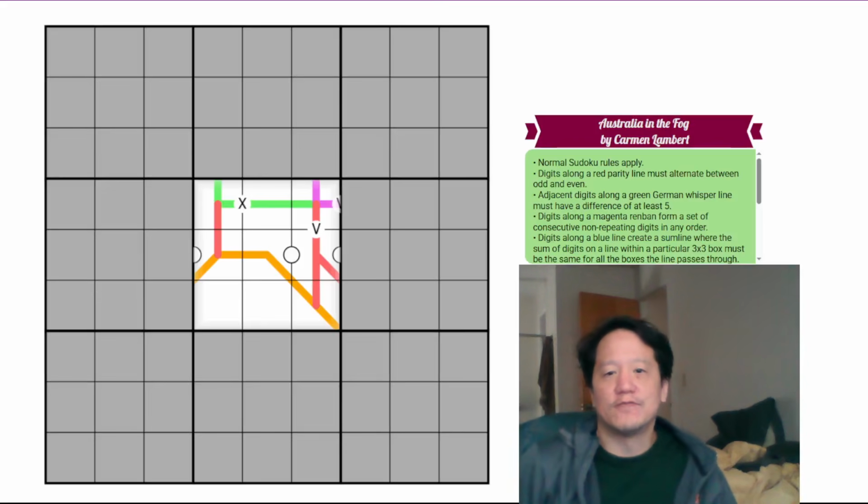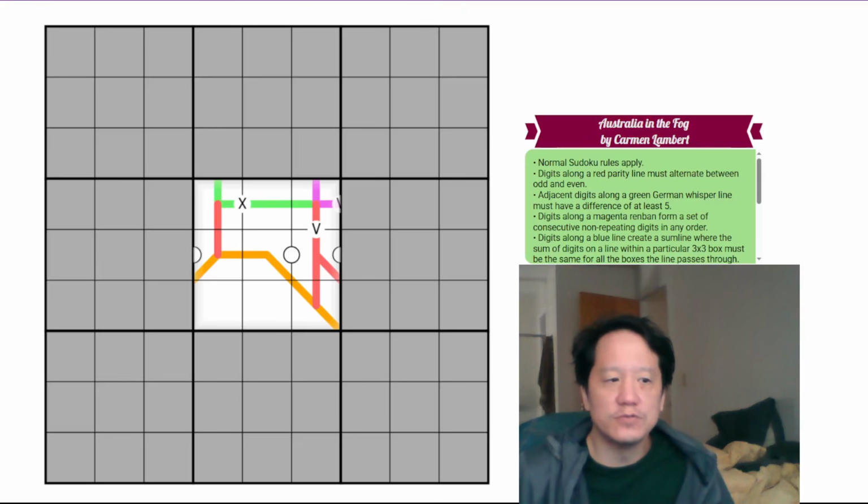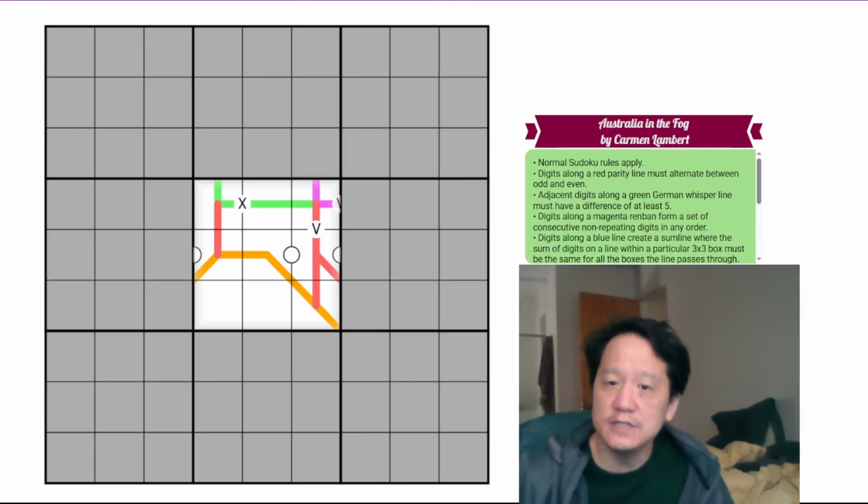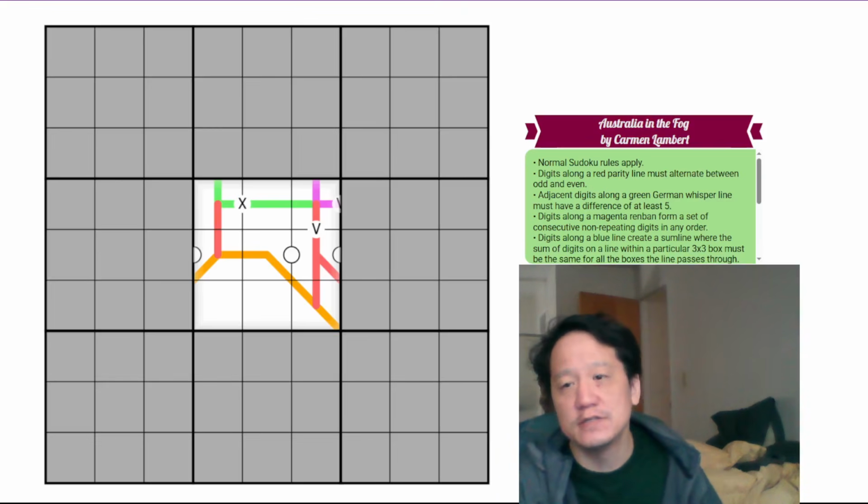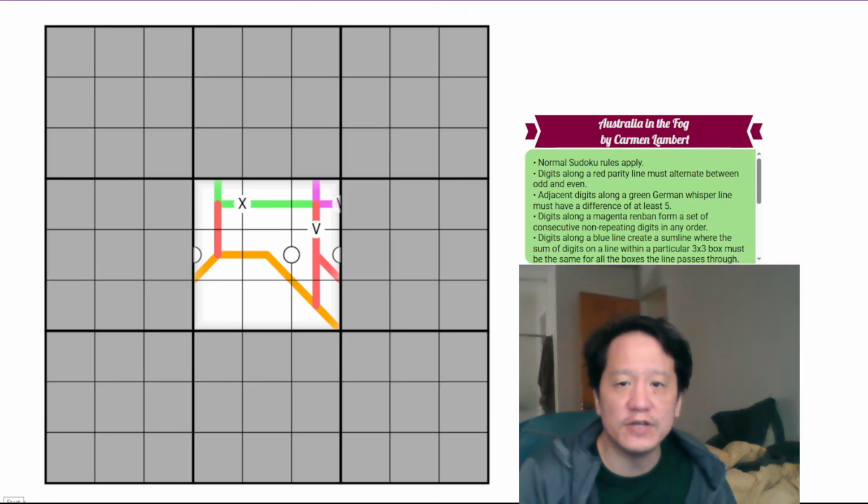Hello everyone, I'm Frank and welcome to Learn How to Sudoku, where we take a very easy variant Sudoku puzzle and we break it down in detail so that you can learn how to Sudoku. Today's very easy puzzle is called Australia in the Fog by Carmen Lambert. And here are the rules.